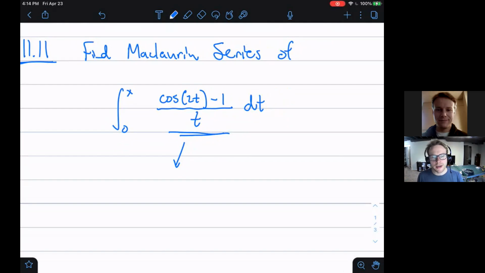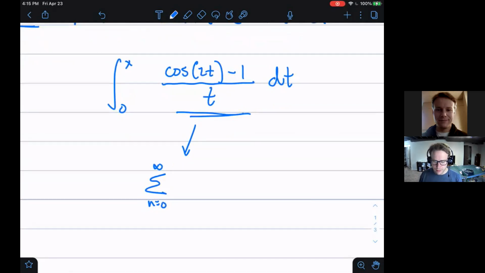So first, I need to write down what is the Maclaurin series for cosine, right? So I know this. This is going to be summing up from n equals 0 and beyond. And let's see, we have only the even powers, and it alternates. So alternating only even powers. We're going to have even factorials here. And this is going to be maybe x to the 2n. So that's in the sigma notation.